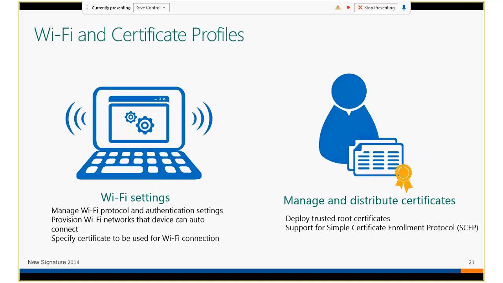Wi-Fi and certificate profiles. Wi-Fi profiles allow us to send down SSID information and authentication items to the end user so they don't have to try and figure out what network to connect to. Things just work, which is really nice. In certificate profiles, if we need certificate authentication, we can push down any certificate that we'd want to any of the certificate stores on our devices.